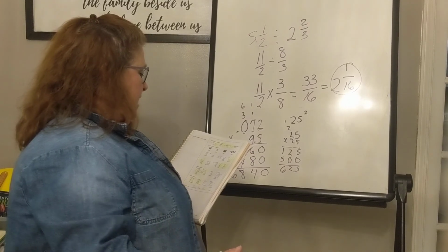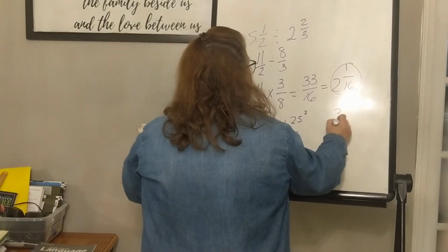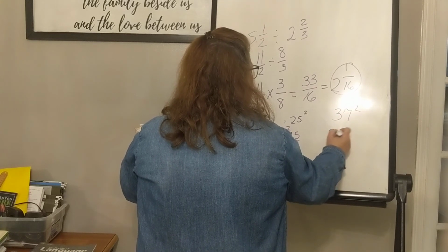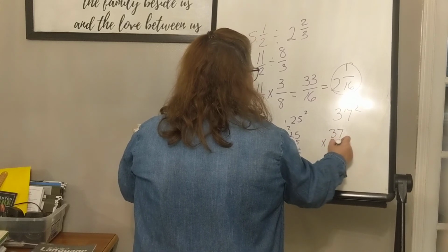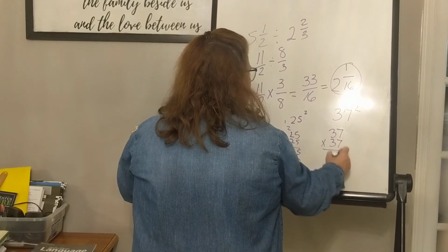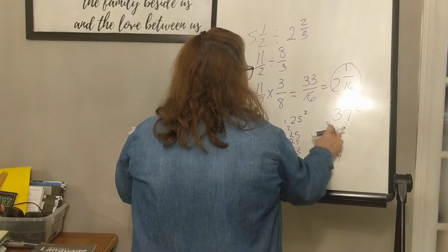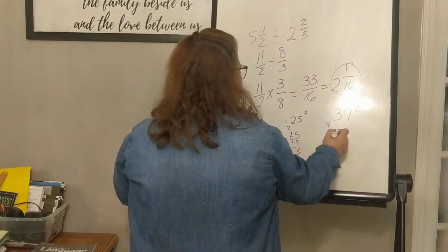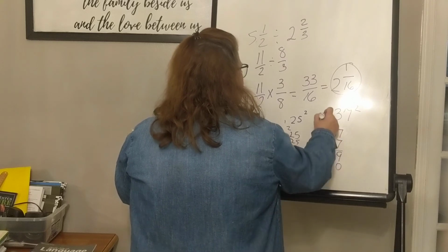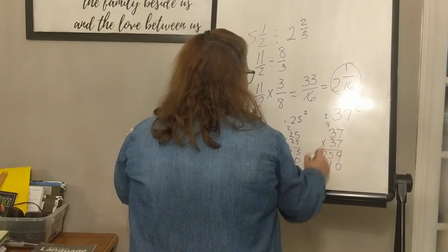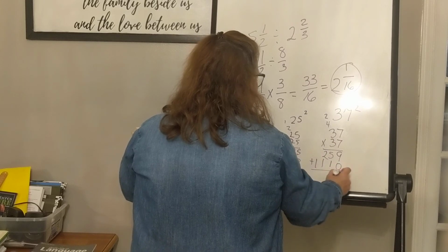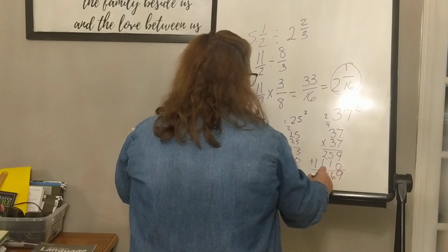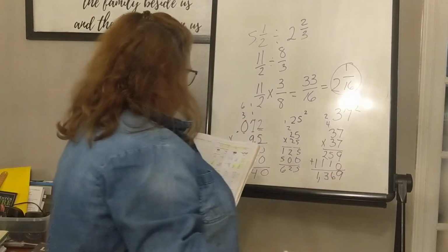And then for letter J, we have 37 squared. So we're going to multiply our base times itself. 37 times 37. 7 times 7 is 49. Put 9 down, carry the 4. 3 times 7 is 21, plus 4 is 25. Put a 0 in the ones place. 7 times 3 is 21. Put 1 down, carry the 2. 3 times 3 is 9, plus 2 is 11. Add up our partial products. And we have 1,369. Okay?